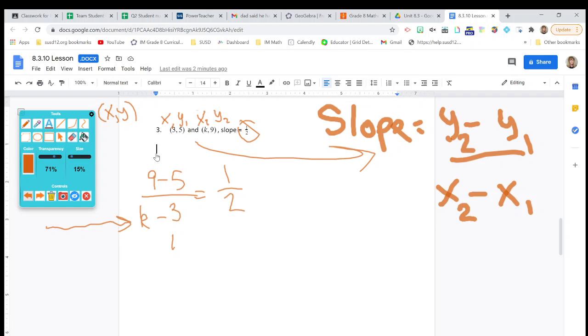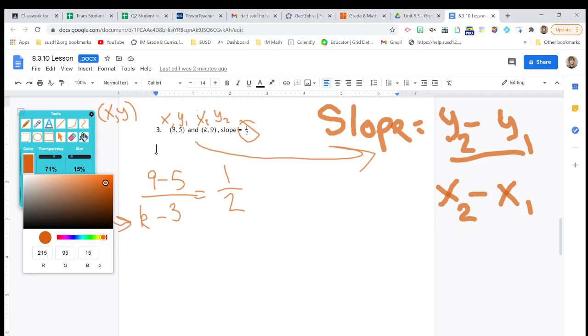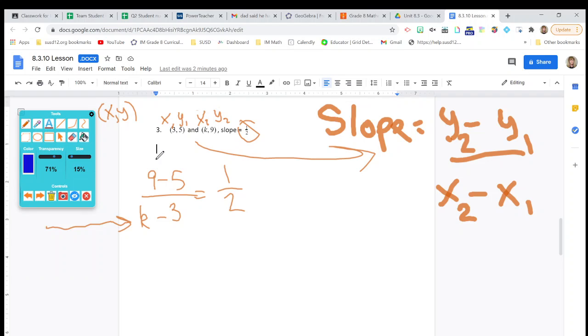Just a second, I'd like to actually change my color. I need to do this step by step so you can follow it. And that's not easy for me, but changing the color helps. 9 minus 5 equals 4. And then that's going to be k minus 3 equals 1/2. So I want you just to put parentheses around that, and then just think of this as the denominator. Whatever this is, it's the denominator. So 4 divided by the denominator equals 1/2.